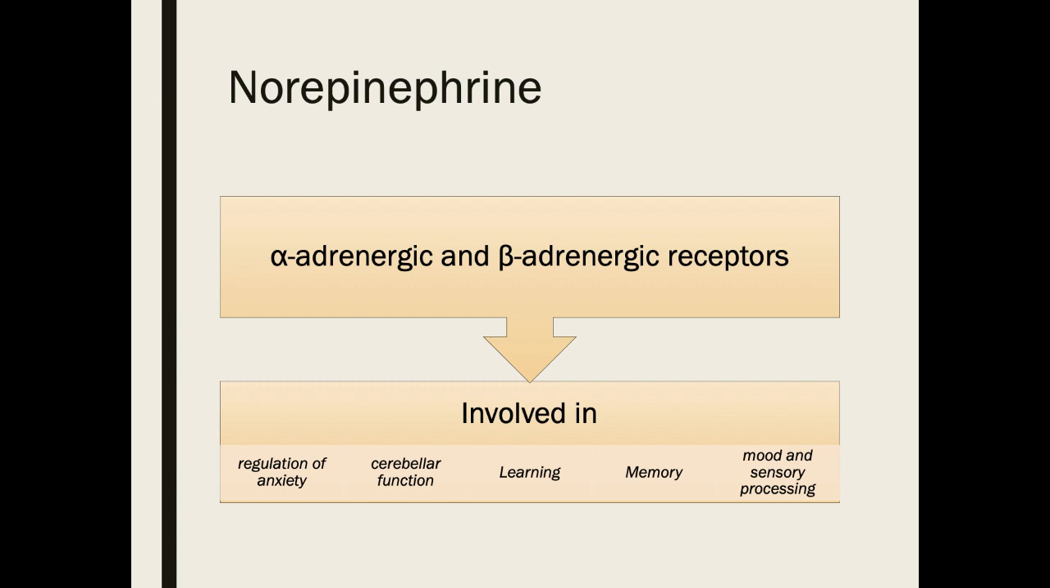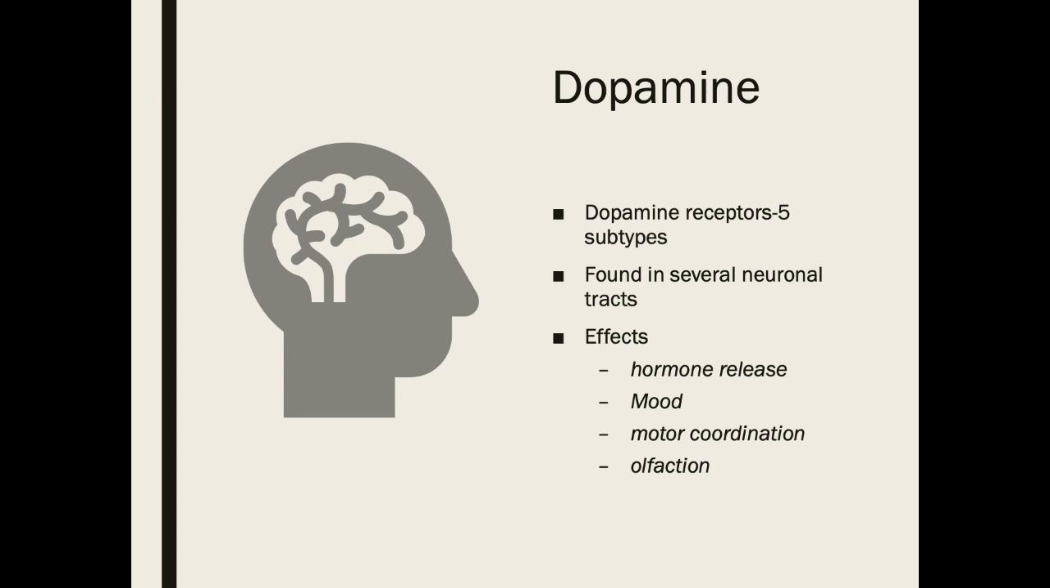So as an example, we've got norepi, and we know that norepi binds to and stimulates alpha and beta receptors. We know that norepi and epi do this, but they're also involved in regulation of anxiety, brain function, memory, learning, and even mood.